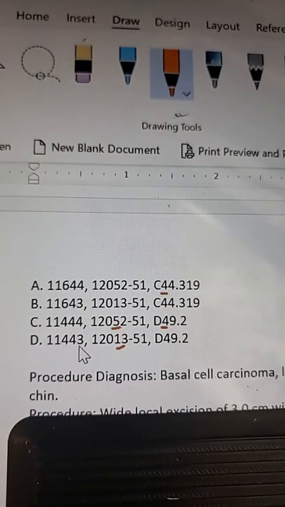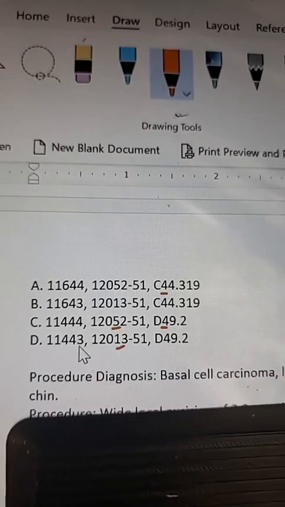114. And that's under excision. And our 116. Four. It's also under excision. One's benign, one's malignant.